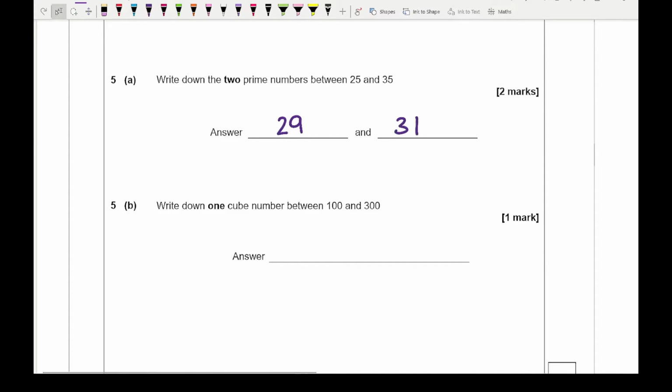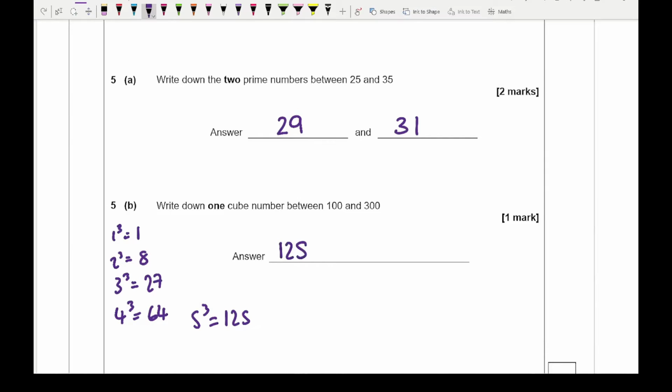It then says write down 1 cube number between 100 and 300. Well, if we start by having, let's say 1 cubed, which is 1, 2 cubed, which is 8, 3 cubed, which is 27, 4 cubed, which is 64, 5 cubed, which is 125. So here we can have 125.